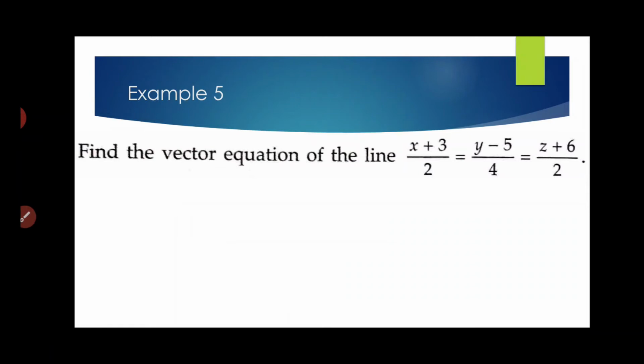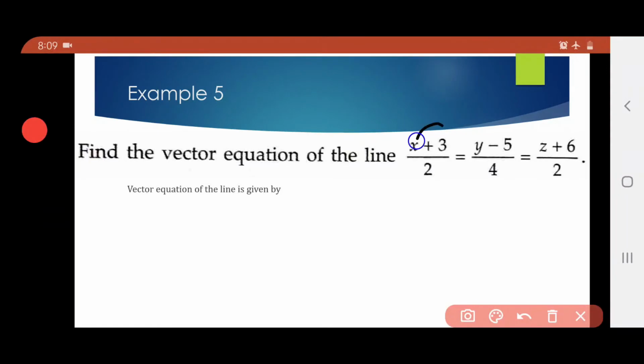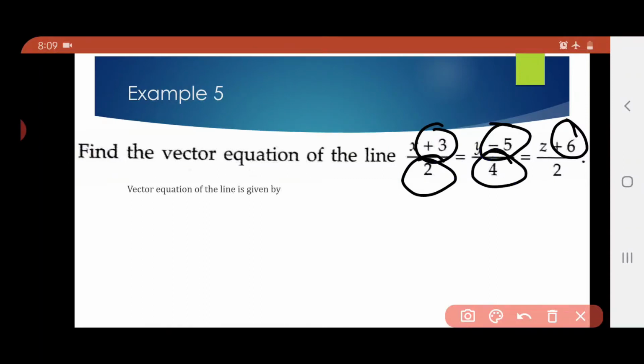Next one. Find the vector equation of the line given. So you are given the equation in Cartesian form, and you are going to write this in the vector form. Now, obviously remember which one represents what. So let me take you through. These are the coordinates of the point through which the line is passing, and these are the directions. So if I remember that, then it becomes easy for me to write.